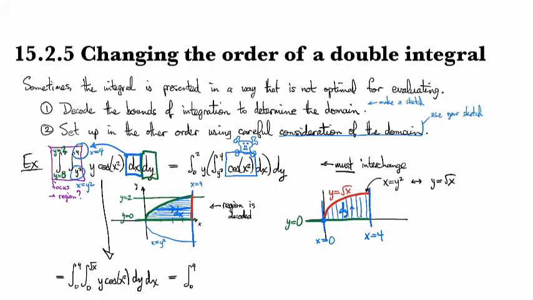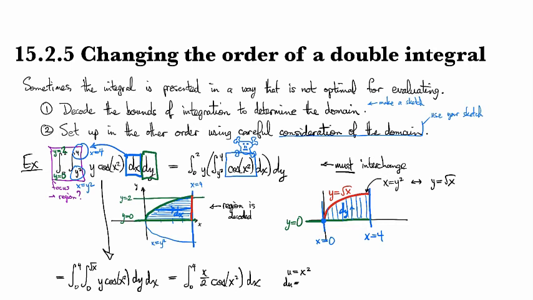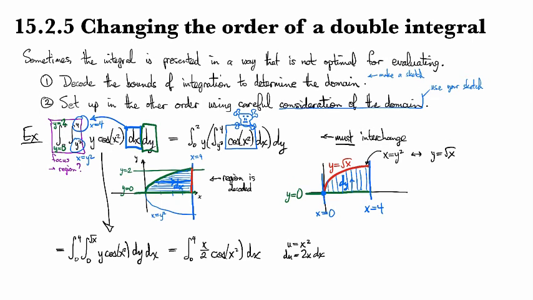So this is going to be x squared over 2 times cosine x squared dx, and now we can do u equals x squared, du equals 2x dx, a change of variables. That u substitution gives us the new integral of 1/4 cosine u du, and with the new bounds of integration, that would be from 0 to 4 squared, which is 16. We can evaluate that as 1/4, and the antiderivative of cosine is sine, from 0 to 16, and we get 1/4 sine of 16.